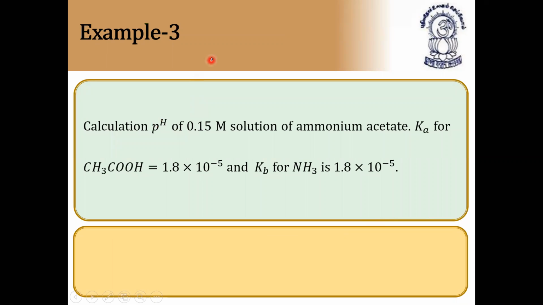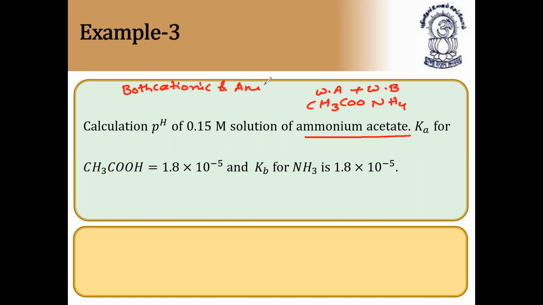Calculate the pH of 0.15 molarity solution of ammonium acetate. What is the formula of ammonium acetate? CH3COONH4. So it is nothing but a salt of what? Weak acid and weak base. So it undergoes both cationic and anionic hydrolysis.